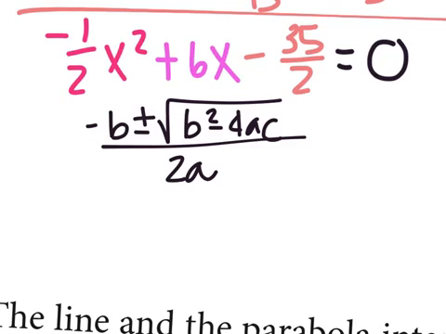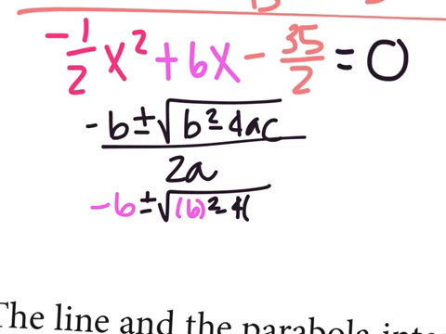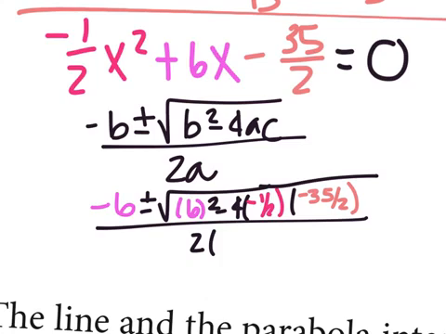So I just need to plug in my numbers. What is that? Negative b is really negative 6, and then we have plus or minus the square root of b squared, so 6 squared, minus 4 times a, which is negative 1/2, times c, which was negative 35 over 2, or negative 17.5. And then all of this is over 2 times negative 1/2.